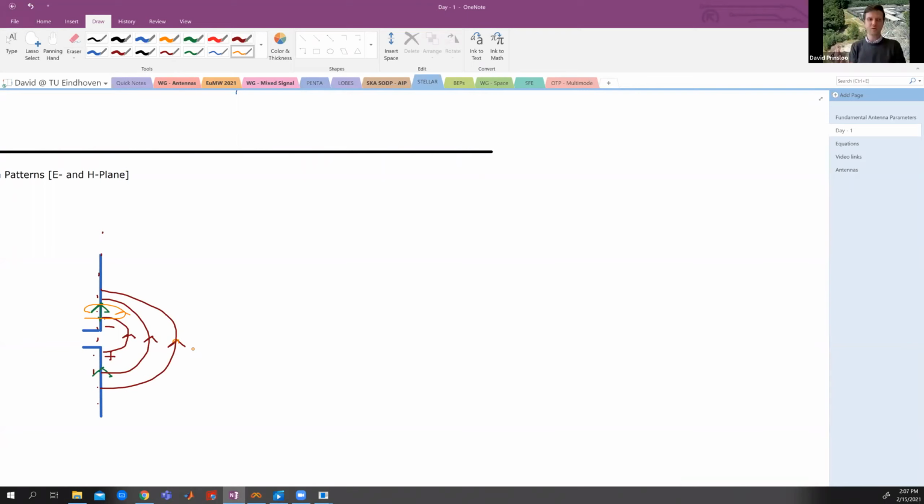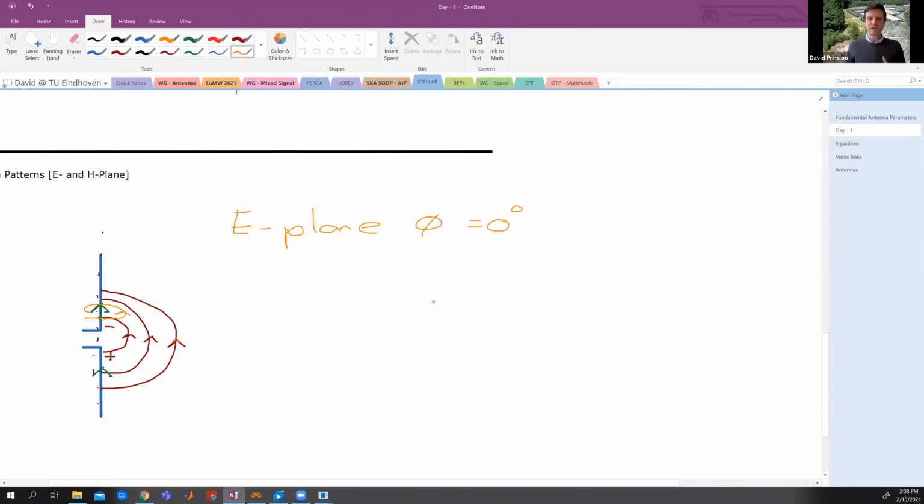So if you look at this type of configuration, you may notice that the electric field is actually all around along this conductor. So you'd be correct that you have an infinite amount of E-plane cuts that you can make. So you'd still want to define that you make an E-plane cut in the, let's say, phi equal to 0 degree direction.